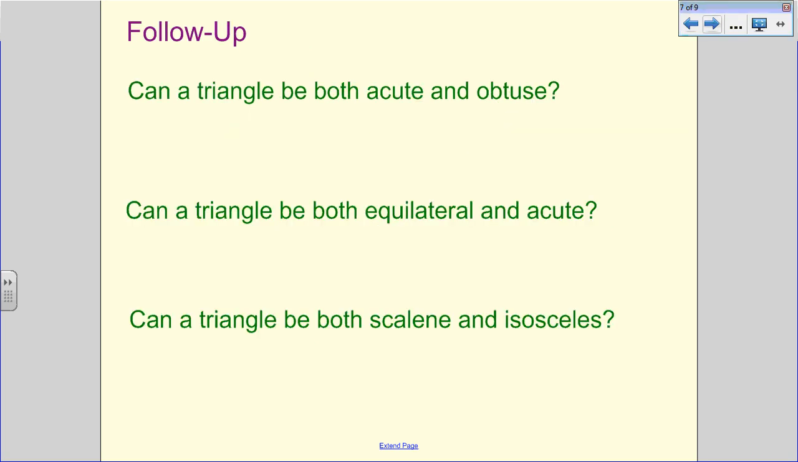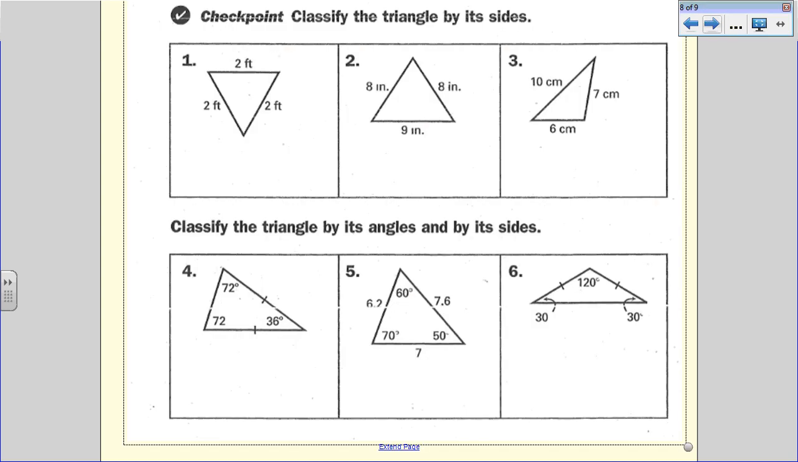All right, so we're going to take a look at the follow-up, and we're going to do this in class. So this is a complete in-class problem. I want to talk about that and think about what types can we have, why can't we have other ones. So we'll do this in class on Monday. All right, your checkpoint, ladies and gentlemen, you need to classify by sides, and you need to classify by angles and sides. I am not going to do this with you, but I will tell you that this is example 1. So go back and look at the vocab there. This is example 2.